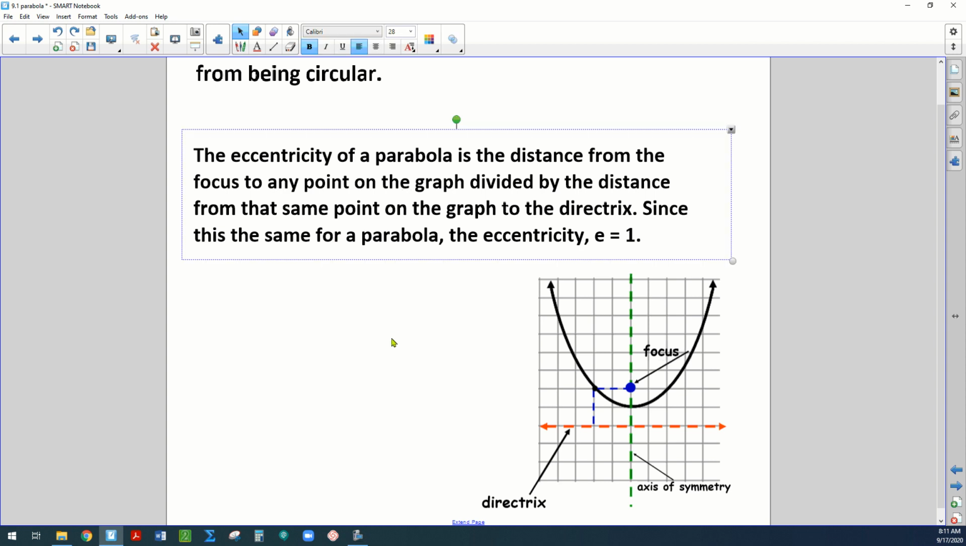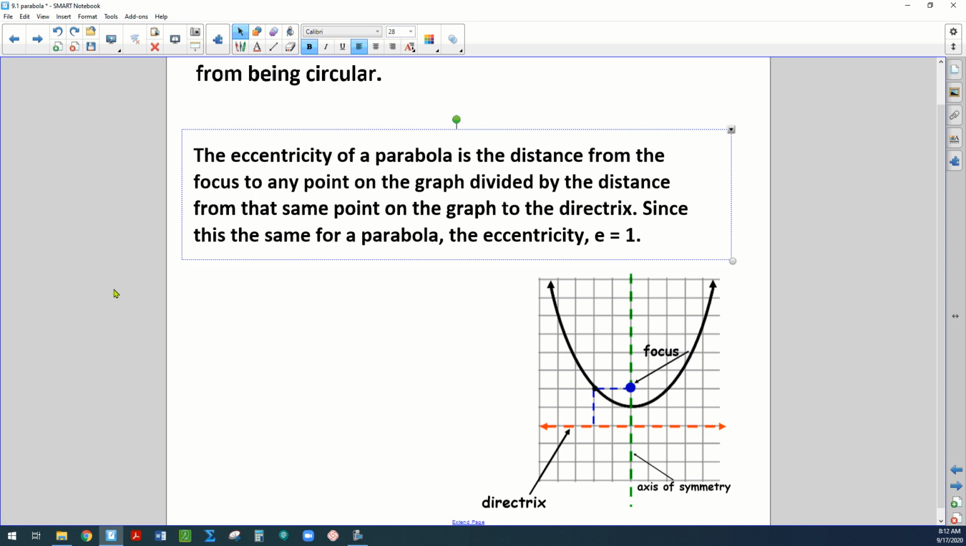This box right here, the eccentricity of a parabola, is the distance from the focus to any point on a graph divided by the distance from that same point on the graph to the directrix. So like in this diagram, the distance from the focus to the point on the graph is 2 units. The distance from the point on the graph to the directrix is 2 units. And so 2 divided by 2 is 1.